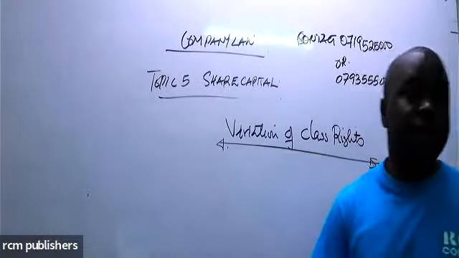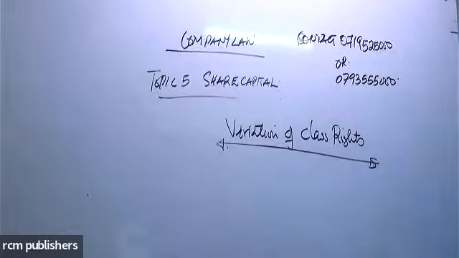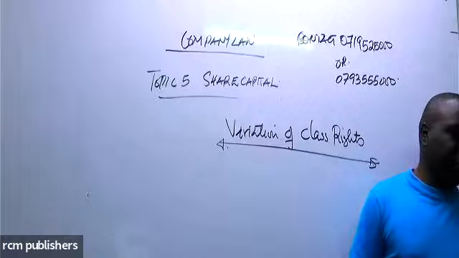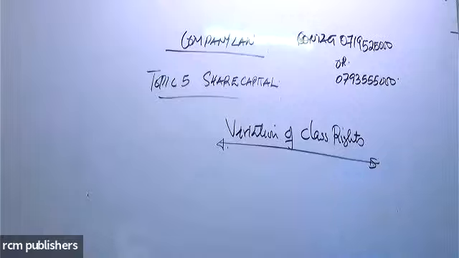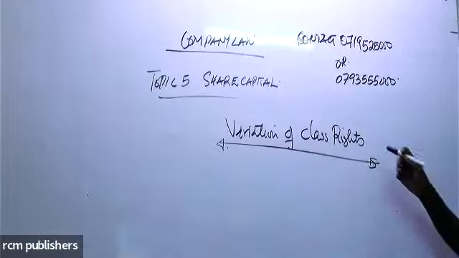And of course, you can have different classes of shares in a company. For example, preference shares, ordinary, redeemable, bonus shares, employee shares, promoters or founders shares. So all these ones will not be the same.